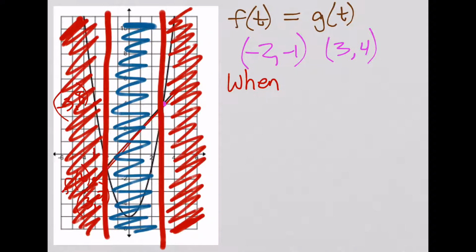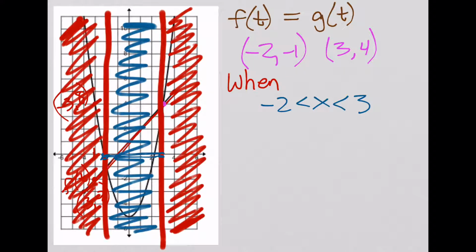now I have so much stuff written on my thing, I can't read it. Oh, it's in between -2 and 3. That is this interval in between here. Here's -2 and here is 3. That's when it was above. The other places that I shaded red, that's when the curvy one, the nonlinear function, was greater than. So we're not interested in those. We're just describing when, like on a timeline.